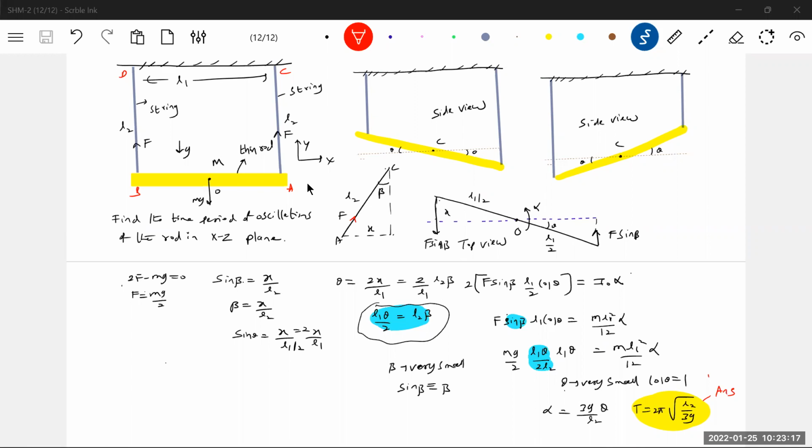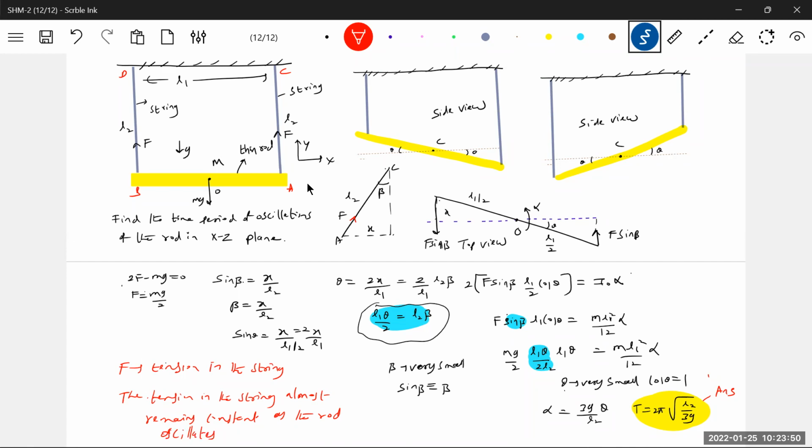I'll write that condition. F is the tension in the string. The tension in the string almost remains constant as the rod oscillates. It is not oscillating like a pendulum. You can see that also.